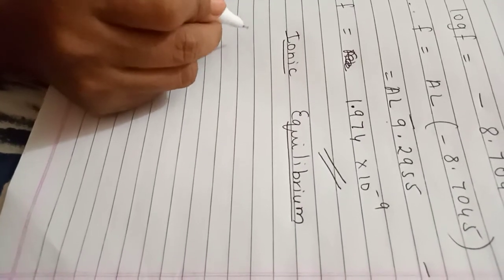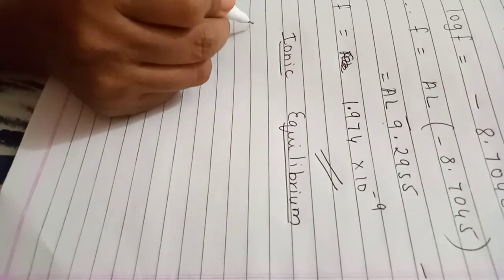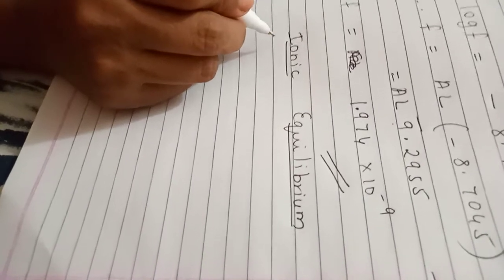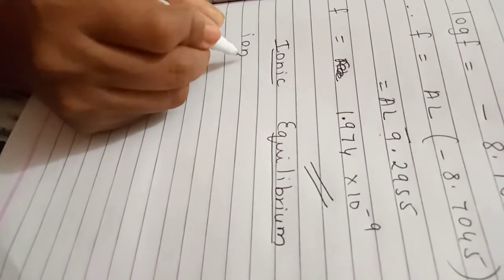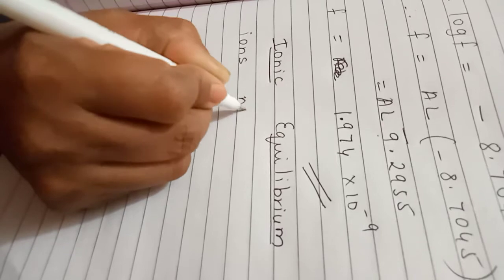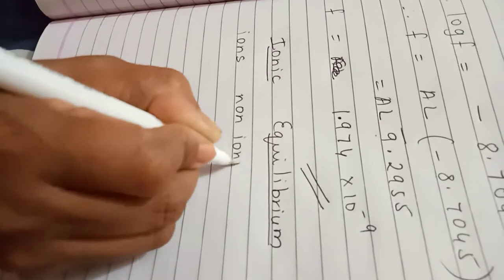Ionic equilibrium is what? First of all, what is ionic equilibrium? It is the equilibrium between the ions and non-ionized molecules in a solution.